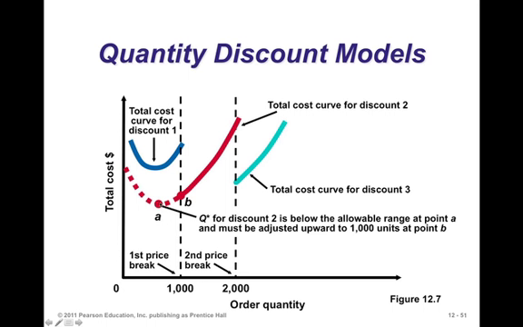But notice, if this is the economic order quantity for this price curve, but it falls in the range of 0 to 1,000, that means it's not feasible. If it fell in the range of 1,000 to 2,000, then it would have been feasible. But that EOQ, if you order that quantity, you're only going to get the non-discounted price. So that's why we say it's not feasible.